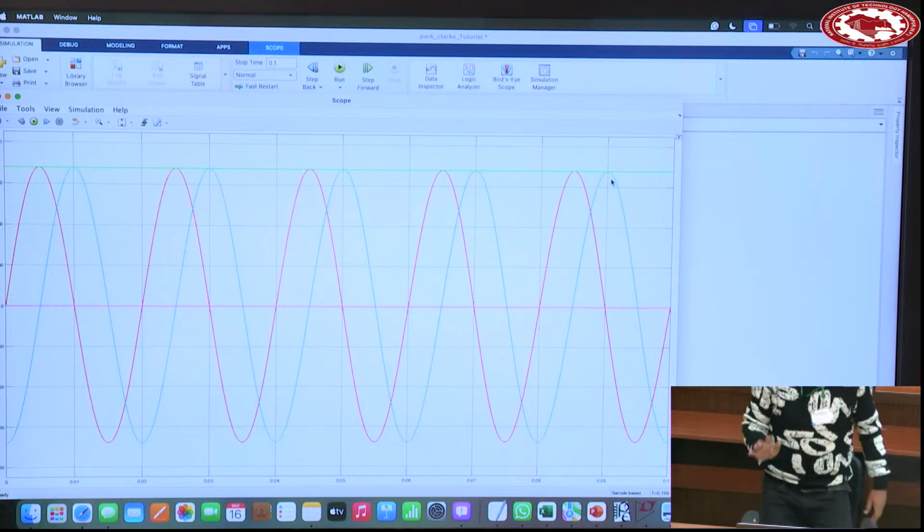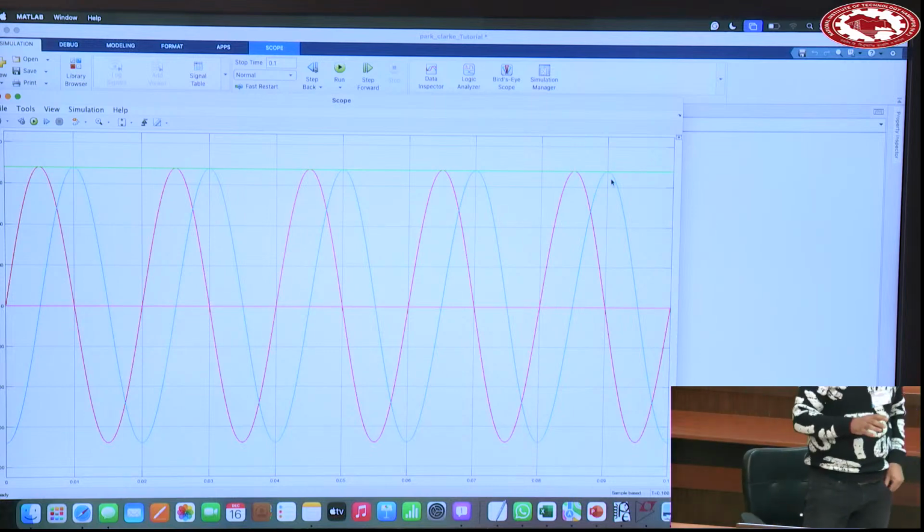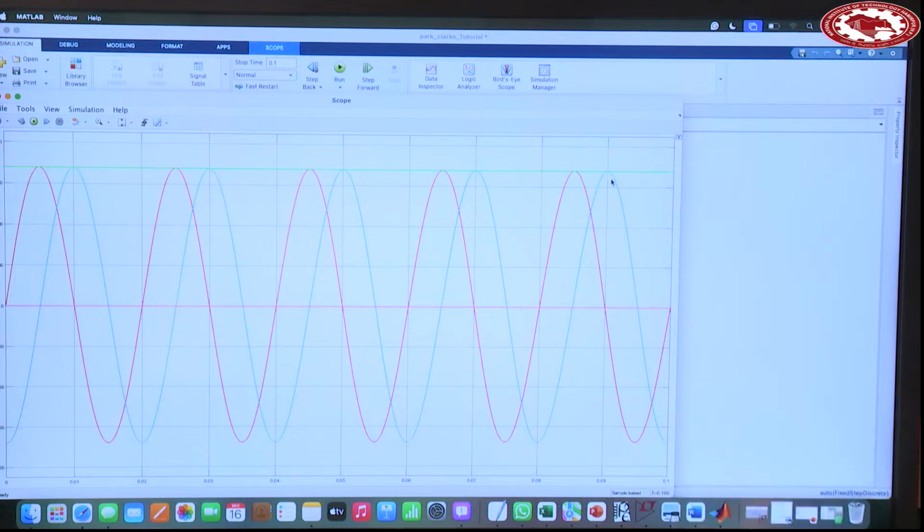The objective of this tutorial was to understand the basics of ABC to alpha beta, ABC to DQ. What is a synchronous reference frame? Even if I am not rotating this reference frame with the same speed, what will happen?